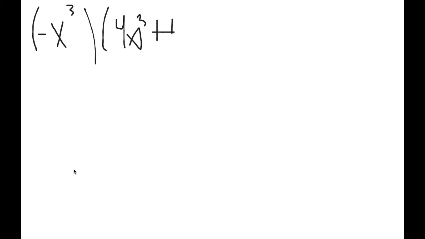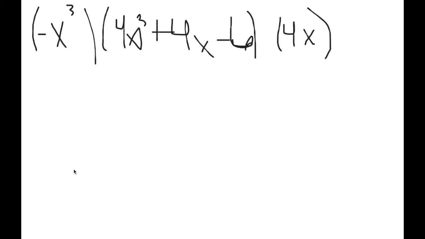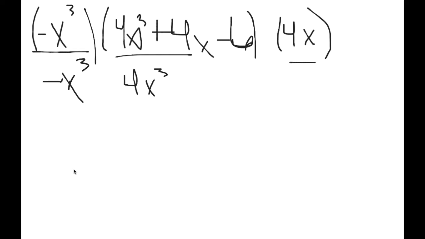Our next example is negative x cubed plus 4x cubed plus 4x minus 6 and 4x in another parentheses. Again, we're going to start with our term of highest degree in each, that is negative x cubed, 4x cubed, and 4x. And then we're going to multiply them together, starting with the exponents.